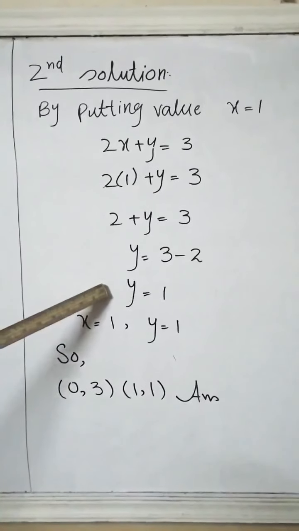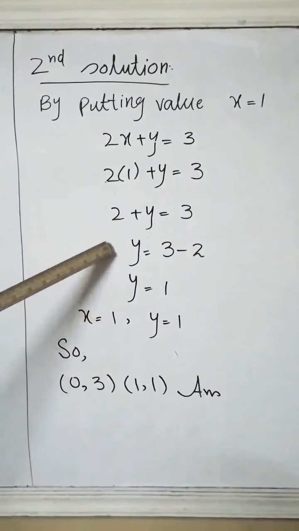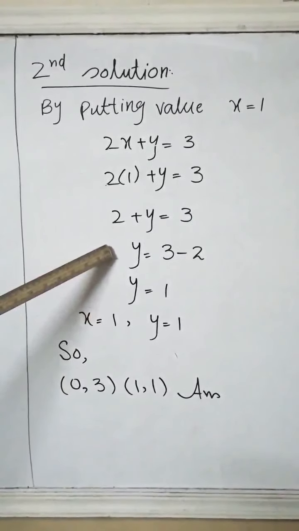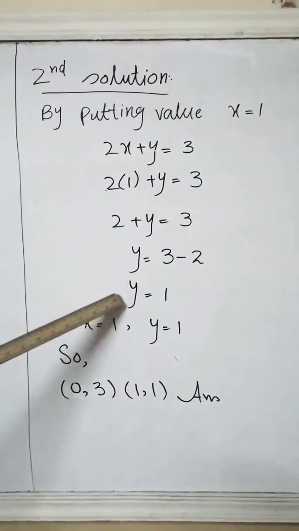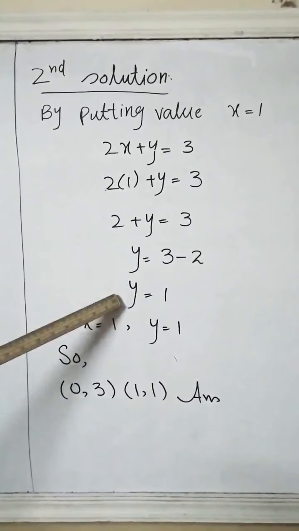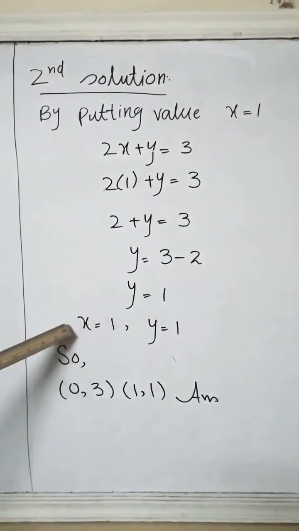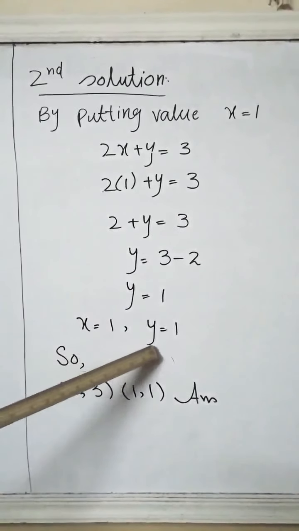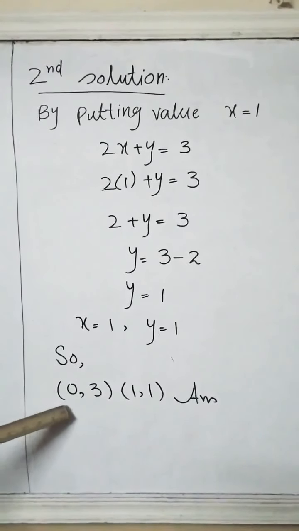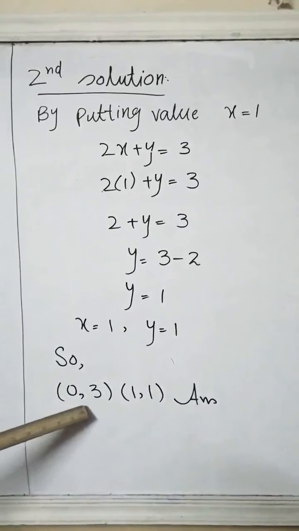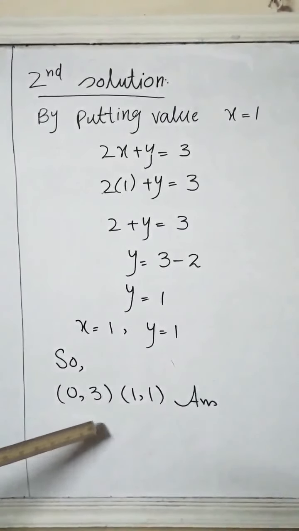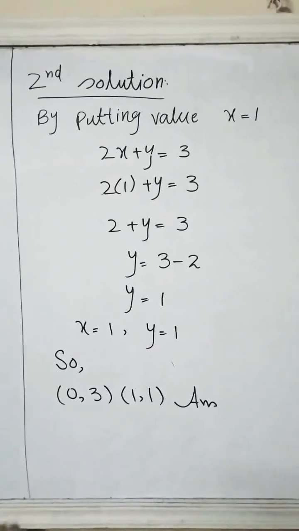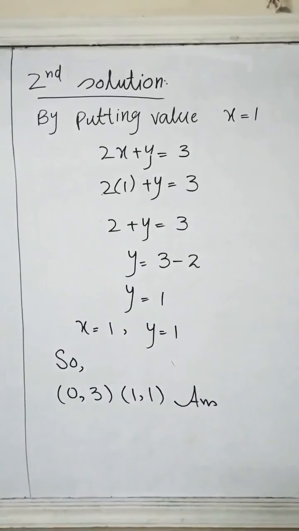When we multiply 2 into 1 we get 2 plus y is equal to 3. Here, as you can see, 2 is adding with y. On the other hand it will subtract from 3. So we will write y is equal to 3 minus 2, and then in the next step y is equal to 1. So x is equal to 1 and y is equal to 1. So our answer is we have two solution sets: 0, 3 and 1, 1. Students must remember that the first value must be of x and the second value must be of y.